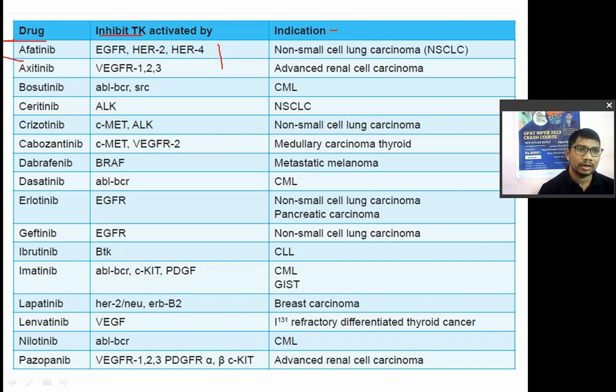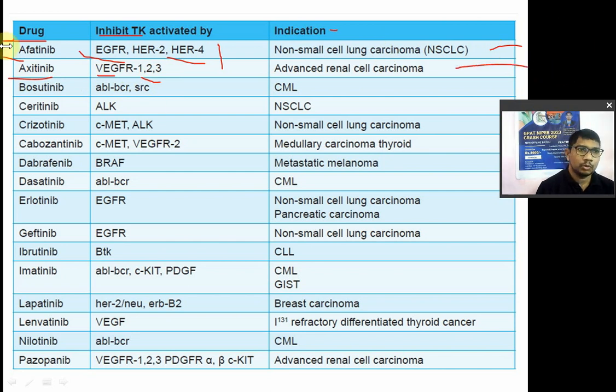Apatinib inhibits the tyrosine kinase activity activated by these factors: epidermal growth factor receptor, HER2 meaning human epidermal receptor 2, HER4 is also human epidermal receptor 4. It is used in non-small cell lung carcinoma, NSCLC. Axitinib, again it inhibits the tyrosine kinase activated by VEGFR, vascular endothelial growth factor receptor 1 to 3. It is used in advanced renal cell carcinoma.